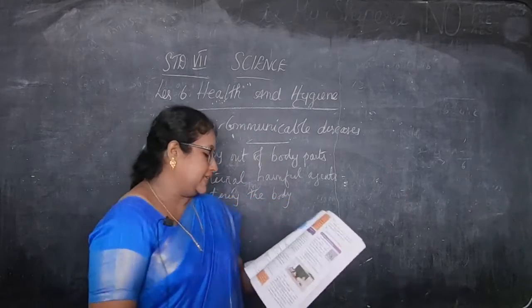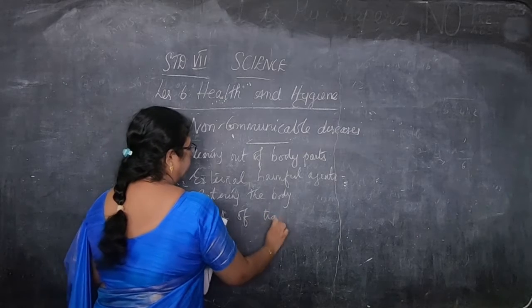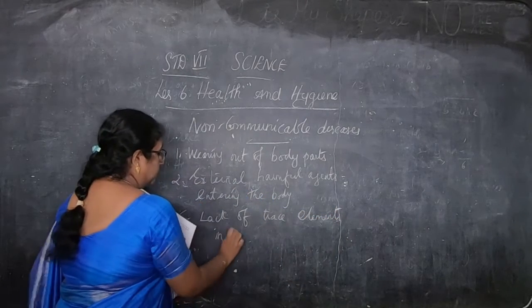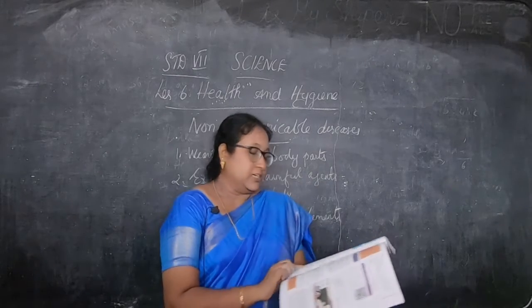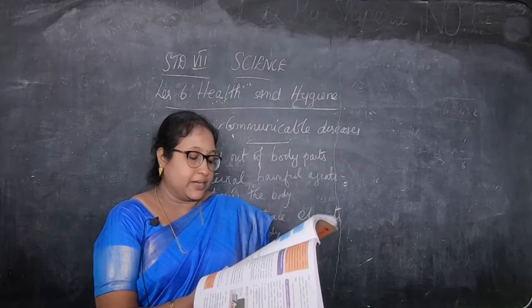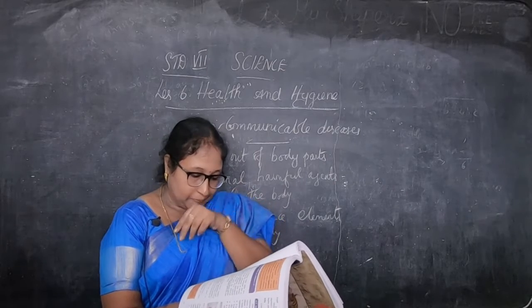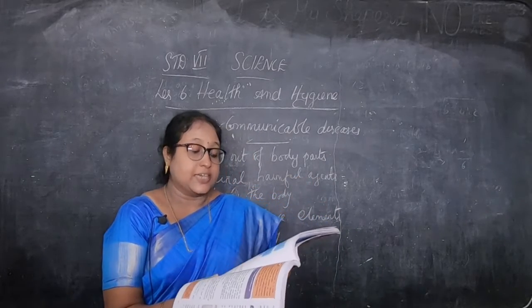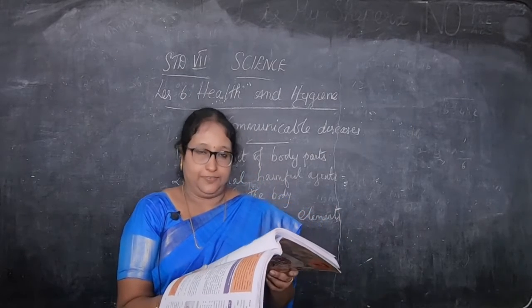Next is the lack of trace elements in the body. That is anemia, that is lack of blood cells. Then pellagra, that is diarrhea or inflamed skin. Then night blindness, that is cannot see at night. Xerophthalmia is an eye disease because of vitamin A deficiency.